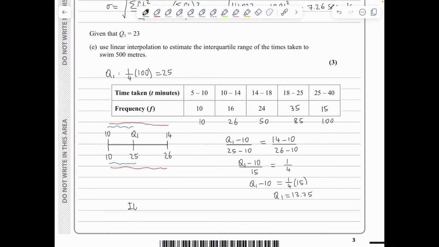Remember, we're trying to find the interquartile range. So IQR is simply Q3 minus Q1. We have been given Q3 to be 23 at the beginning. So that's going to be 23 minus 13.75, which turns out to be 9.25. And that's also measured in seconds.